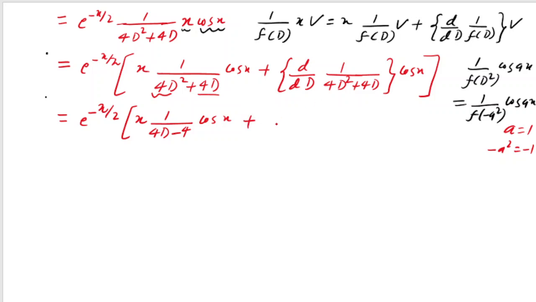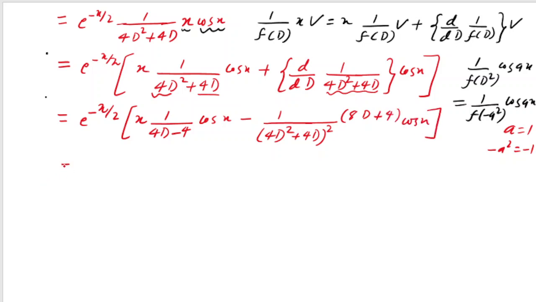And here this will give me what? If I differentiate this, d by dx of 1 by x I know is minus 1 by x square. So this will be minus 1 by (4D square plus 4D) whole square. I am differentiating this with respect to capital D, and I need to differentiate using chain rule. So I will get 8D plus 4, and that I need to operate on cos x. So let us continue further.